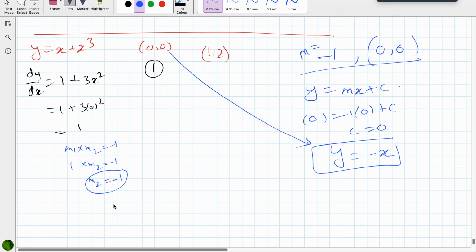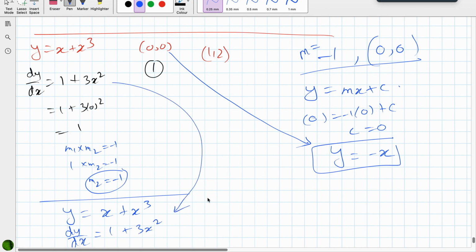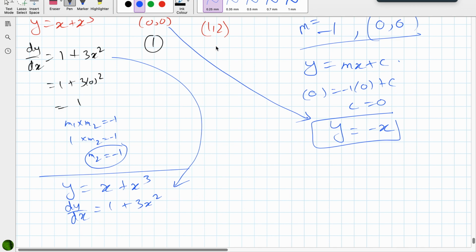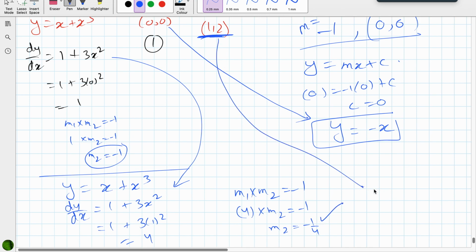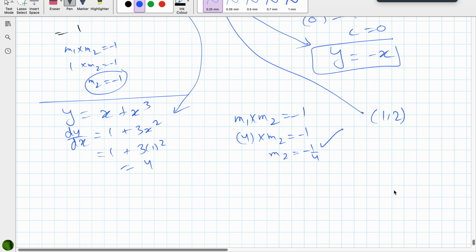Now for the next point, y is equal to x plus x cube. Dy by dx is equal to 1 plus 3x squared. I'm actually copying it from the previous working. Now we need to find the equation of the normal at 1, 2. So the value of x is 1. You get the gradient 4. m1 multiplied by m2 is equal to minus 1. First gradient is 4 into m2. Gradient of the perpendicular or the normal is minus 1 by 4. We know the gradient, we know the point is 1, 2, so we'll find the equation.